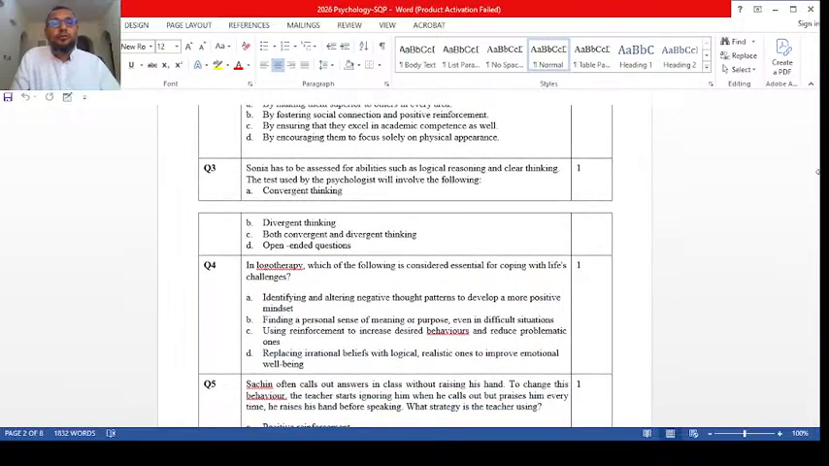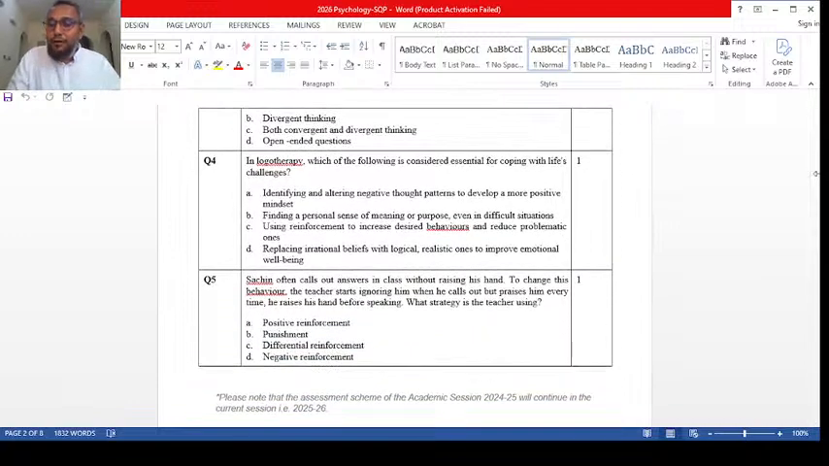Question number 3. Sonia has to be assessed for abilities such as logical reasoning and clear thinking. The test used by the psychologist will involve the following. Here the right answer is convergent thinking. Please try to be careful. Intelligence is always based on convergent thinking; creativity is based on divergent thinking. When you check logical reasoning and clear thinking, that is basically intelligence testing, so it is convergent thinking.